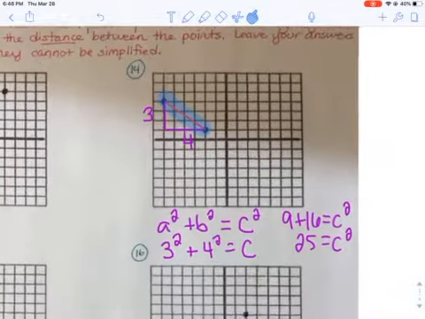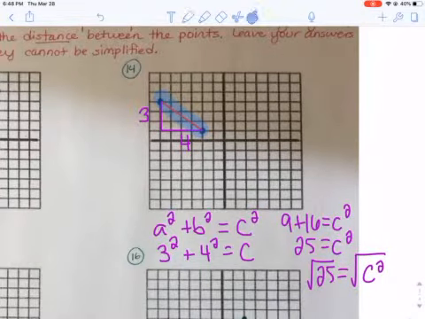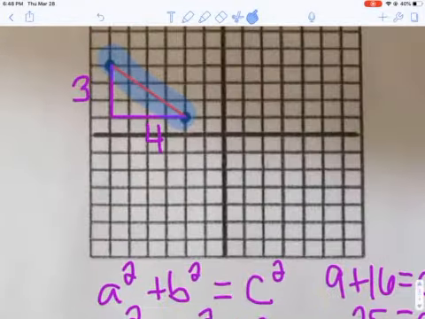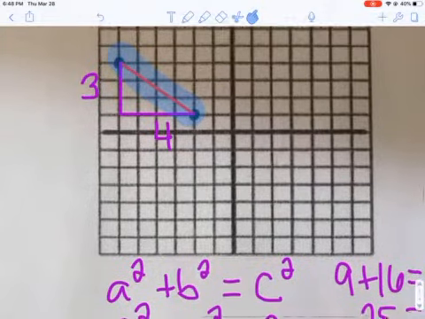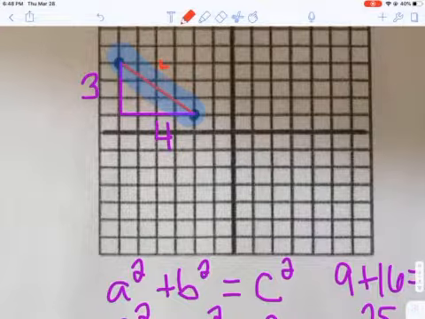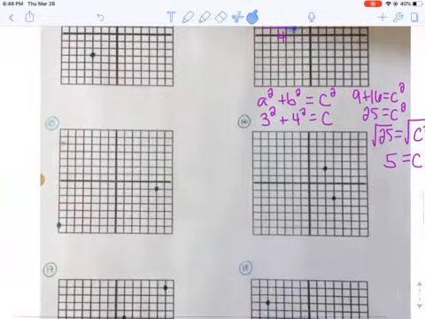Now, how do I undo a square? By using the square root. The square root of 25 equals the square root of c squared. The square root of c squared is c times itself, so that would be c. My answer here would be 5. So now I'm able to say that this line I created is 5 units. This one ended up working out pretty well. They're not always going to end up working out this well. Let's try another one.